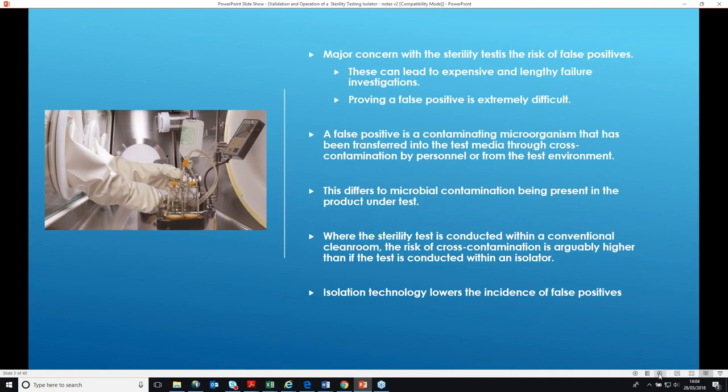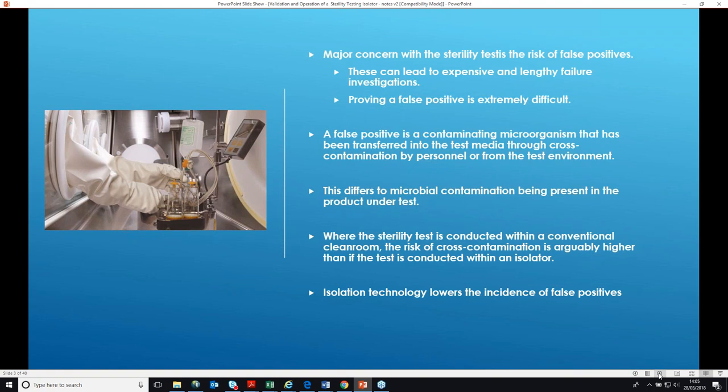Okay. So one of the major concerns with the sterility test, especially when high-value products are handled, is the risk of false positives. And this can lead to expensive and lengthy failure investigations. And here, proving a false positive is extremely difficult. And therefore, the worst case outcome is batch rejection. A false positive can be described as a contaminating microorganism that has been transferred into the test media through cross-contamination by personnel or from the test environment. And this contrasts to microbial contamination being present in the product under the test.